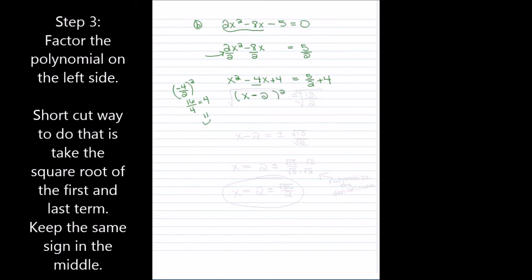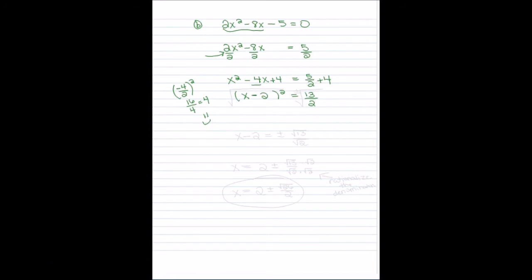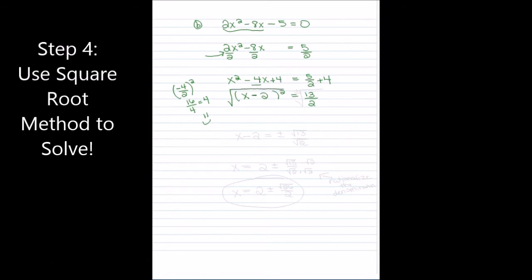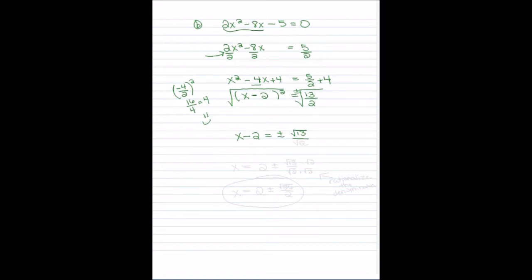So I get x minus 2. I got minus 2 in this case because there's a negative sign in the middle. So x minus 2 squared, and combining 5 over 2 plus 4 is 13 over 2. Square root method. Take the square root of both sides, and you get x minus 2 is equal to plus or minus square root of 13 over square root of 2. I can't take the square root of 13 or 2, so I keep them both underneath the radical.